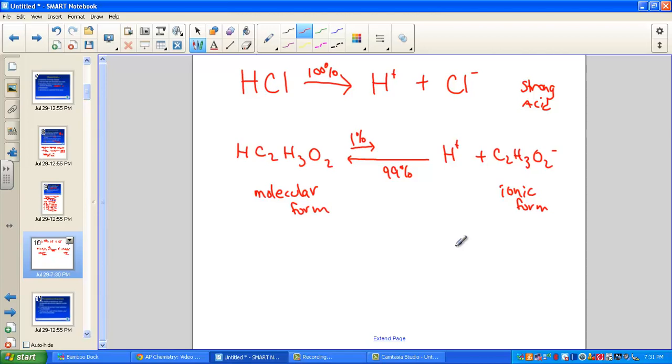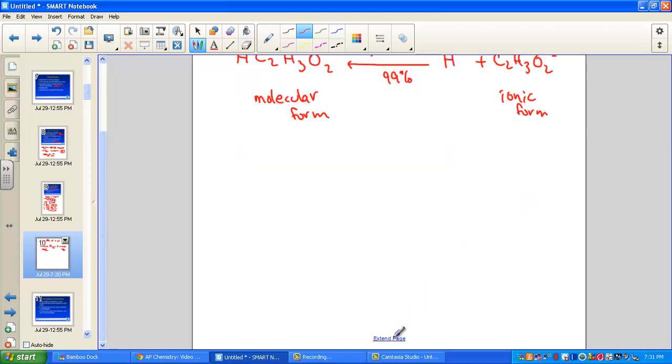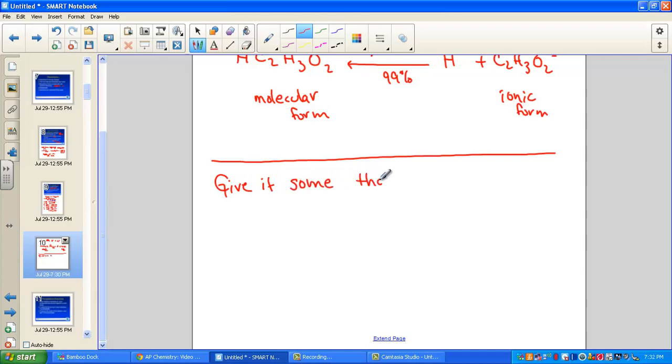Give it some thought with me. What are the dissolved species in the following solutions? And this is really going to help us in the nomenclature part. So I'm glad that your summer assignment had you practice nomenclature.